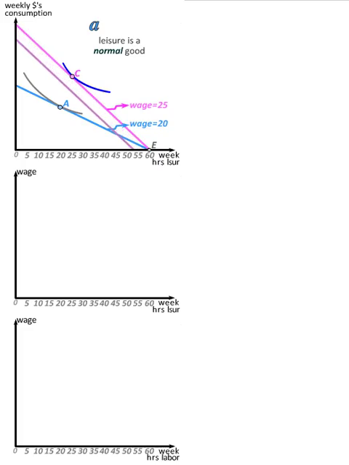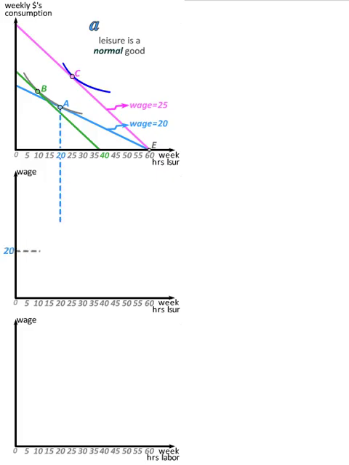To isolate the substitution effect, we take the final magenta budget constraint and shift it in parallel until it is tangent to the original indifference curve at bundle B. This gives us our green compensated budget, and we notice that as we go from the green budget to the magenta budget, we experience a strict increase in wealth without a change in opportunity costs, and as a result we consume more leisure and more of other goods. Thus both leisure and other goods are normal goods in this example.